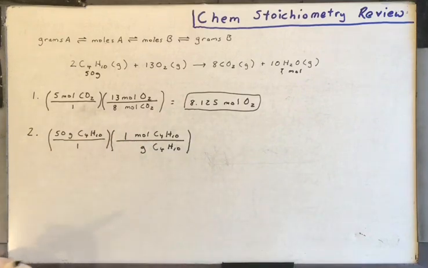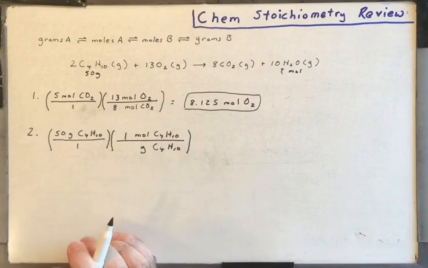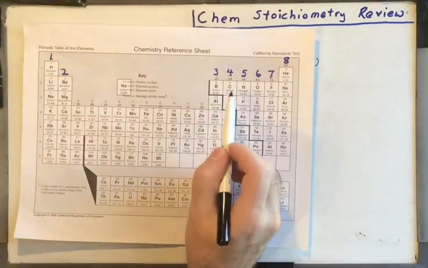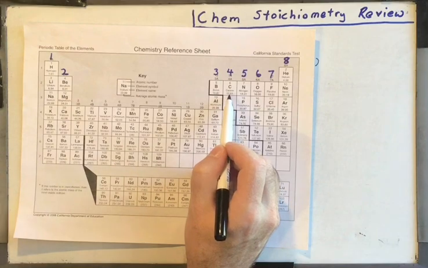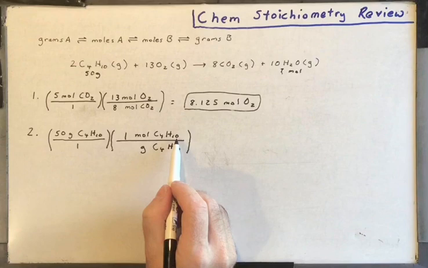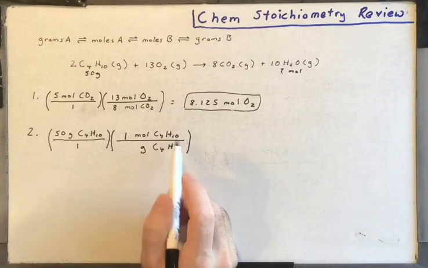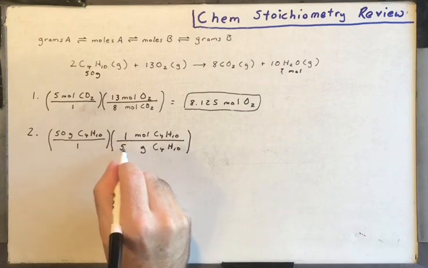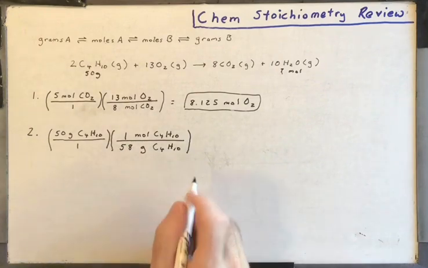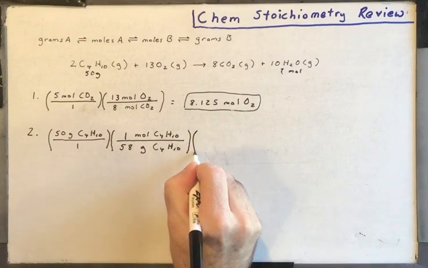So grams. Where do I get grams of C4H10? Well, we add it up from the periodic table. That's how many grams are in a mole. So we've got 4 carbons. 4 times 12 is 48, and then 10 hydrogens. 10 times 1, that would make 48 plus 10, which is 58. So we have 58 grams of C4H10. Now we're almost done.